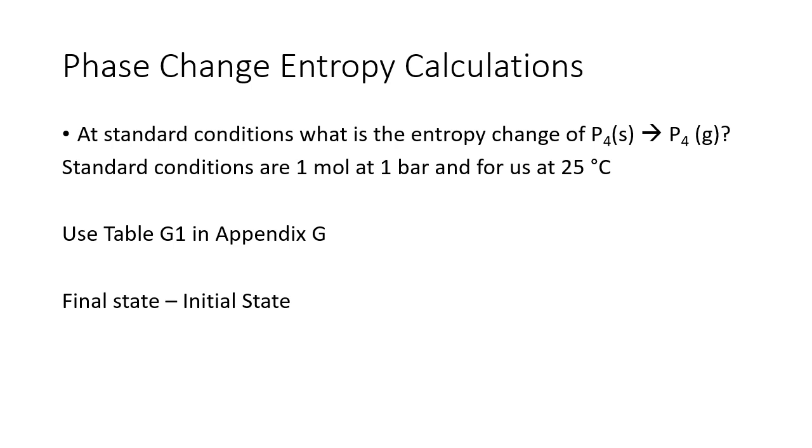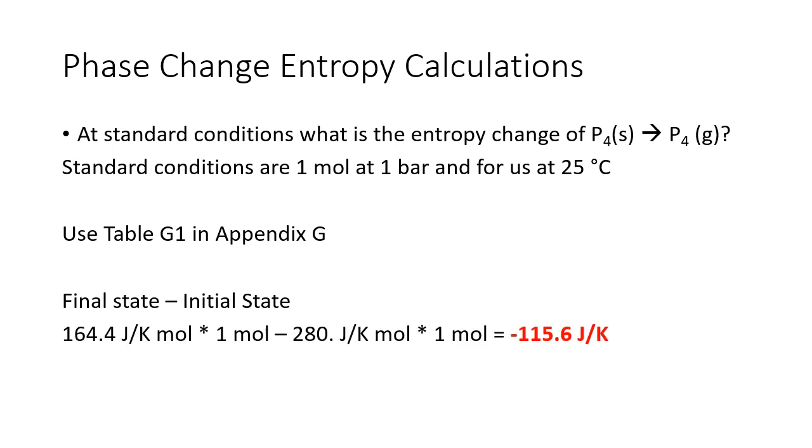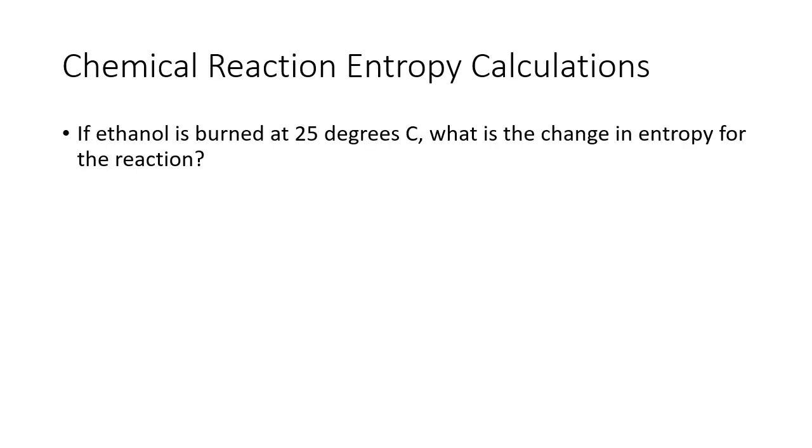So we always do our final state minus initial state for these types of problems. And we get a change of negative 115.6 joules per Kelvin, because when you go to a gas, you increase the amount of entropy, so this does actually make sense. Now let's try this for a chemical reaction.